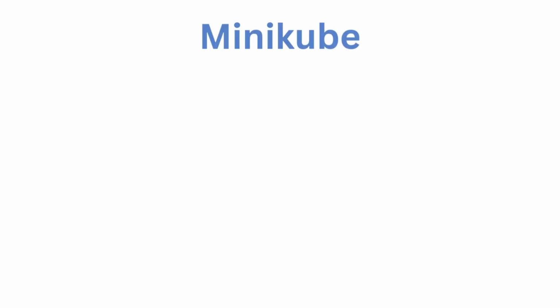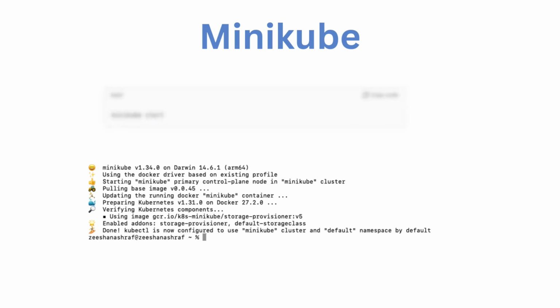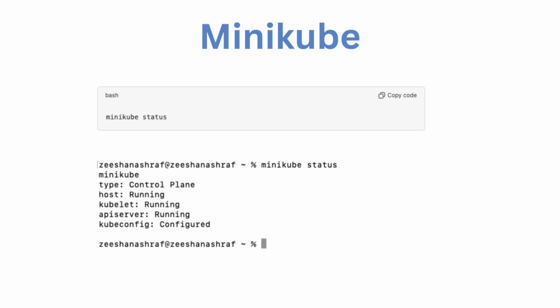If you haven't already, let's first start Minikube. This command will spin up a local Kubernetes cluster. It may take a few minutes depending on your system. Then check the status of your Minikube cluster. Now that Minikube is running, let's move on to deploying your first pod.